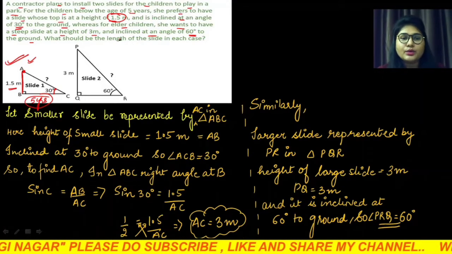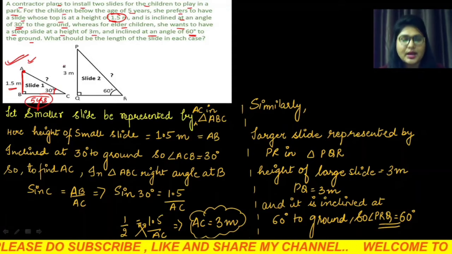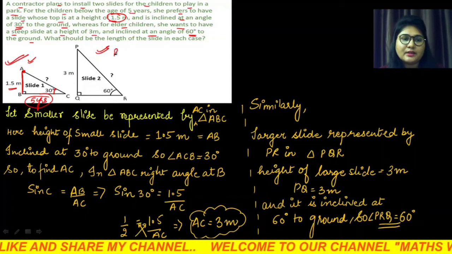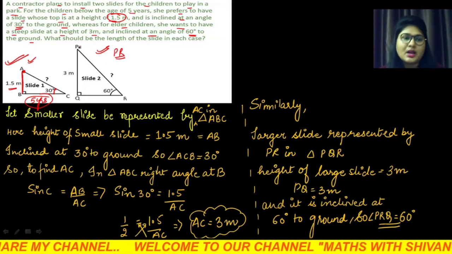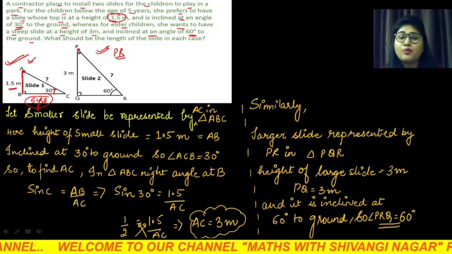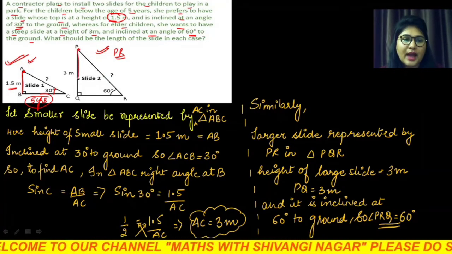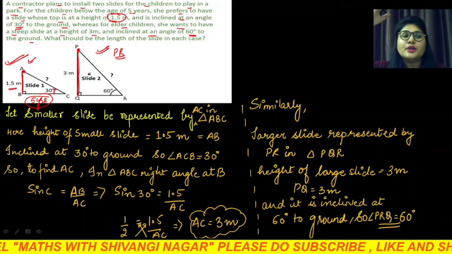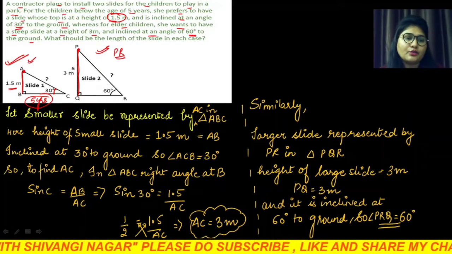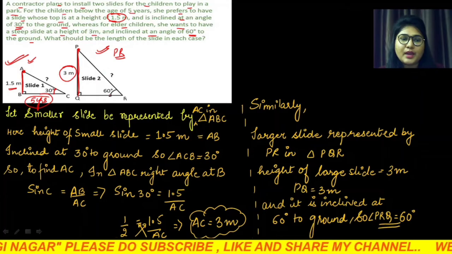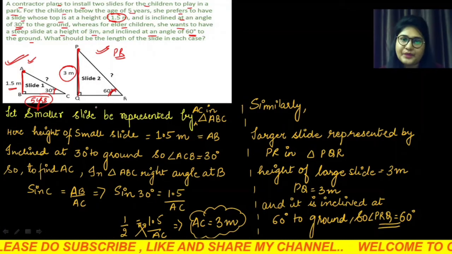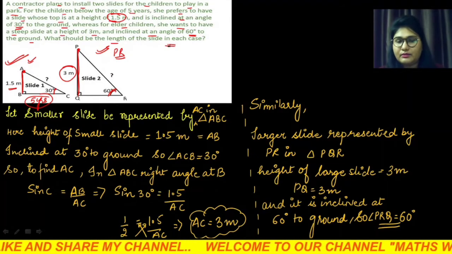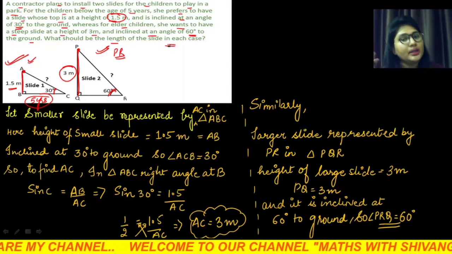So this is my slide number 1 diagram. Another slide they want to install is for the elder children, and here PR is the slide for the elder children. Its top should be at 3 meter from the ground level. PQ represents the height from the ground level to the top of this slide, which should be 3 meter, and this slide should make an angle of 60 degree with the ground level. So we just have to find out the length of both the slides, for the below 5 years and for the elder children.